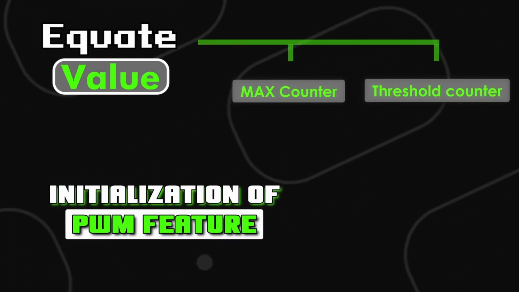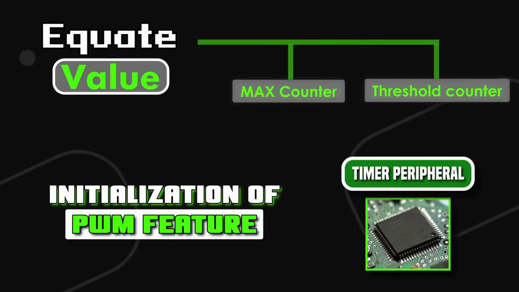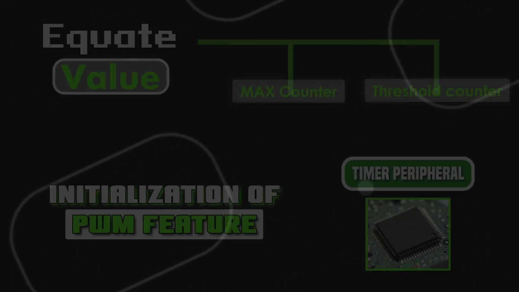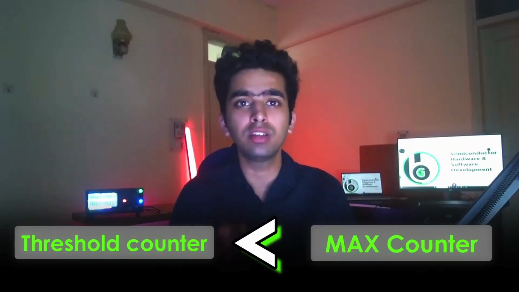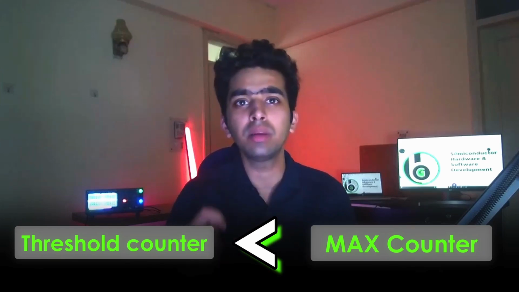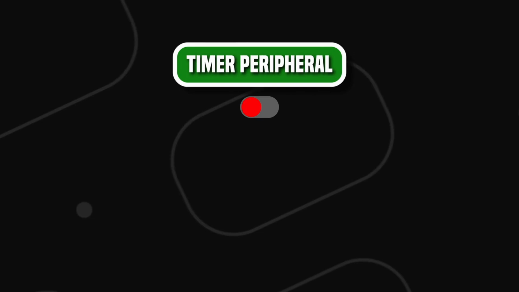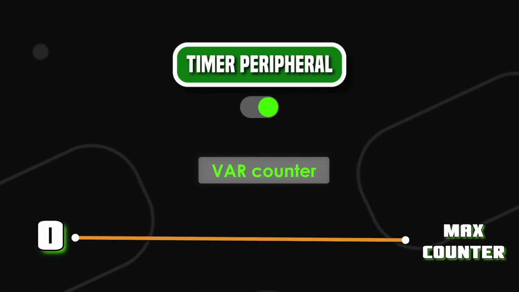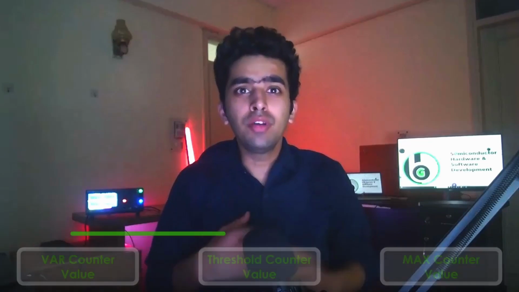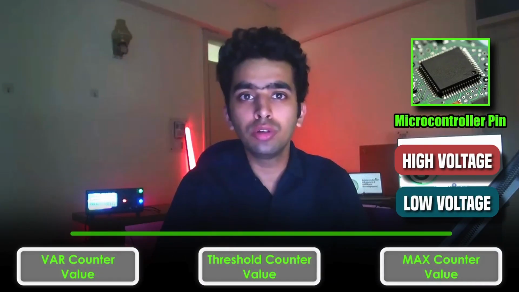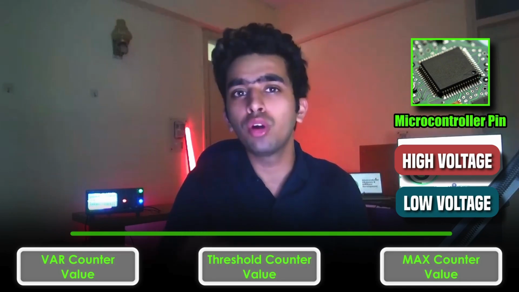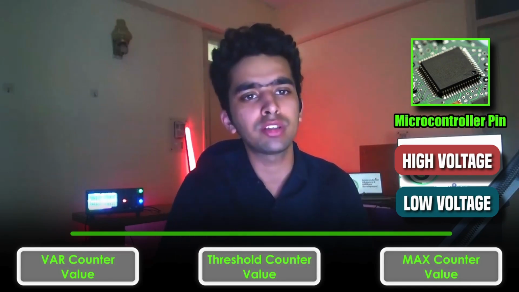Now how things work is we equate a value to the max counter and the threshold counter during the initialization of the PWM feature of the timer peripheral of the MCU, and the values have to be set such that the threshold counter value is less than the max counter value. And when we start the timer peripheral, the var counter would start incrementing from 0 to the max counter value, and when the var counter starts from 0, the corresponding microcontroller pin is made to start with a specific voltage signal, high or low.